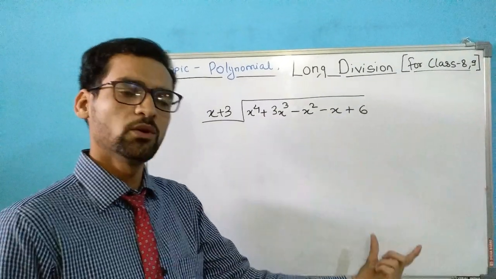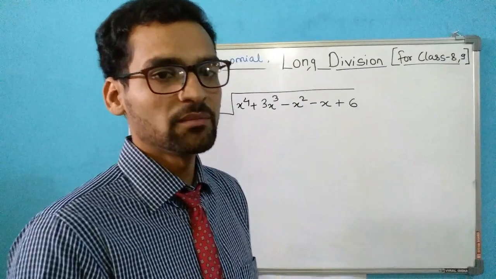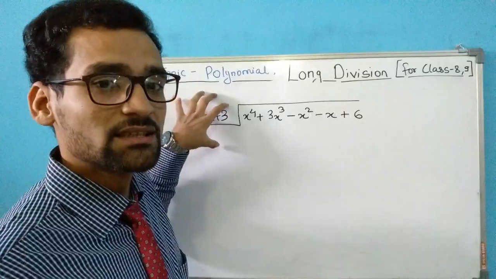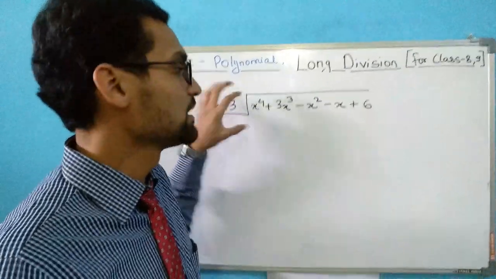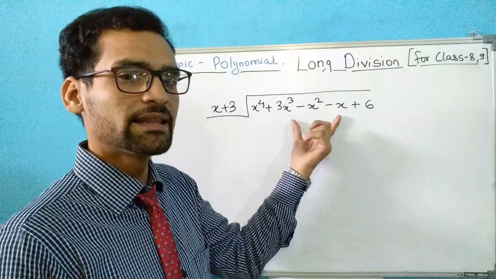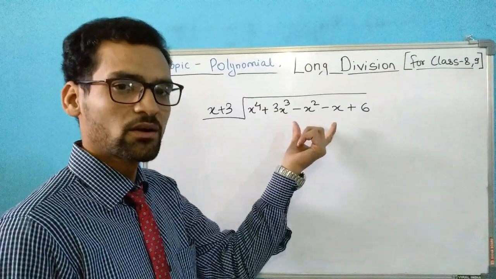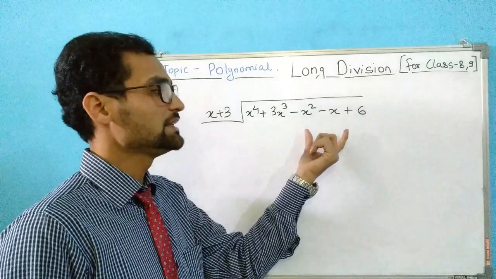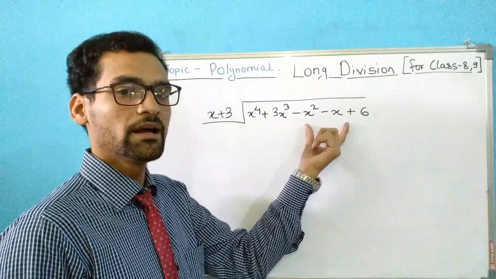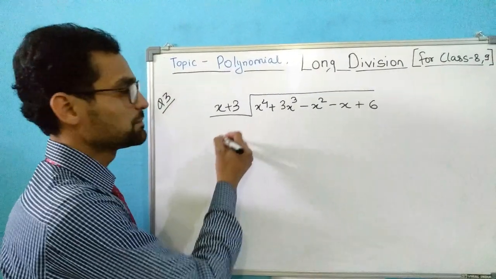If it divides completely... remember guys, if your remainder is left, that means the divisor is not a perfect factor of this polynomial. Okay, if the remainder is not left, that means it is a factor of this polynomial. It will be its factor, it will be its root, or you can also call it its zero, if the remainder is not left. Okay, so we will try to divide by x plus 3.